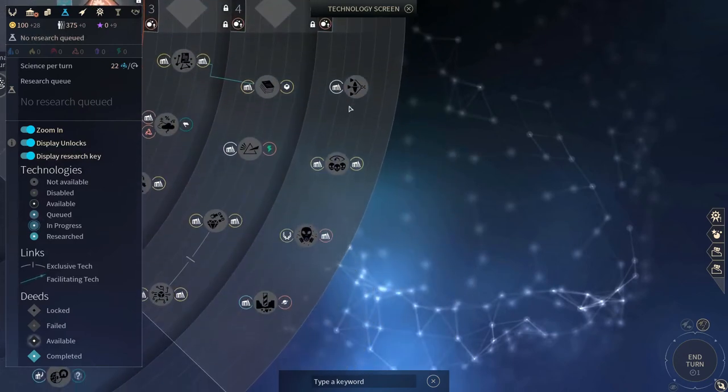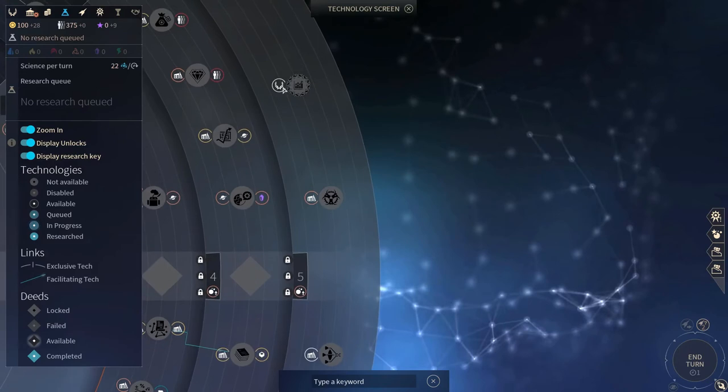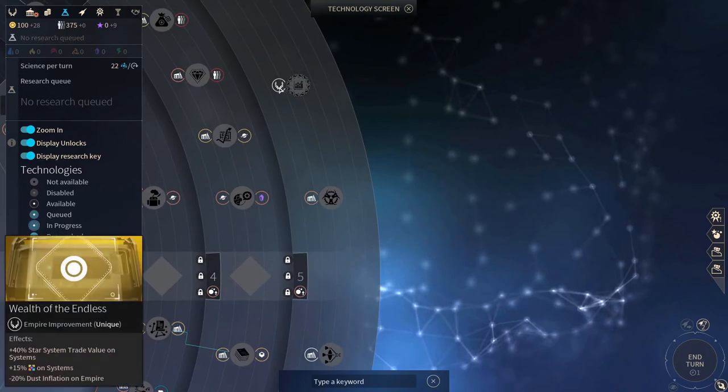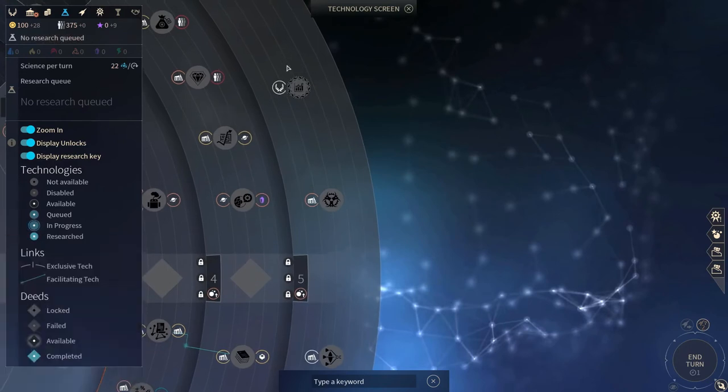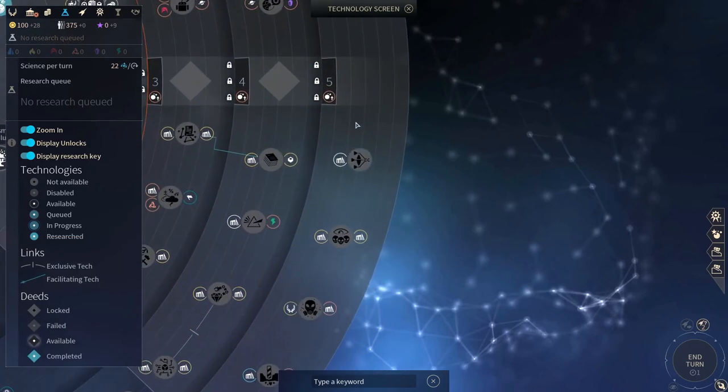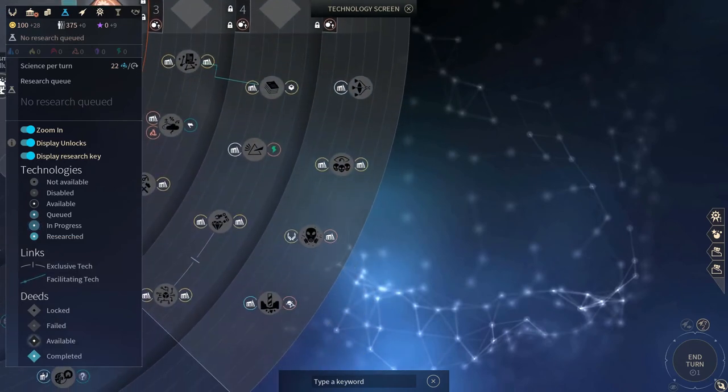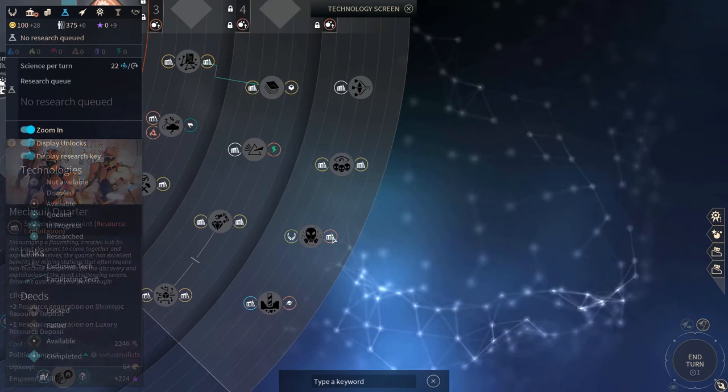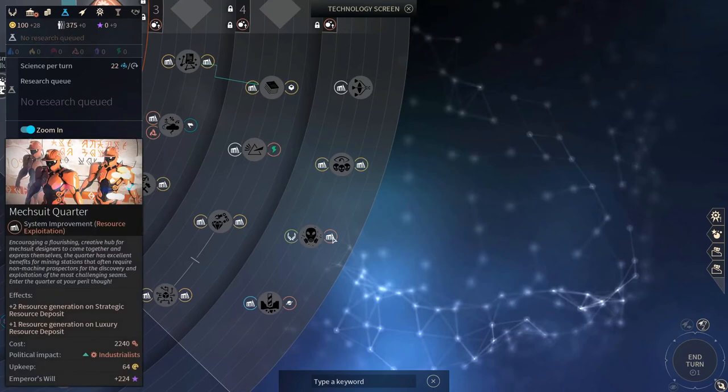In the last stage, stage 5, there is always one technology that you'll need to research if you want to have a science victory. It's always really good. The rest, it really depends. I would just highlight one, which is, I think, this one, the mech suit quarter, which gives you plus 2 resource generation on strategics and 1 on luxury. So it's great to boost your production of basically resources.